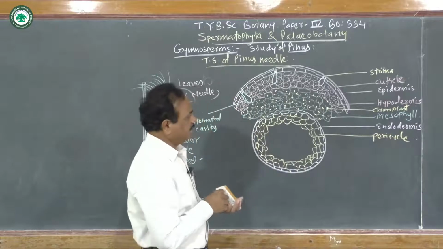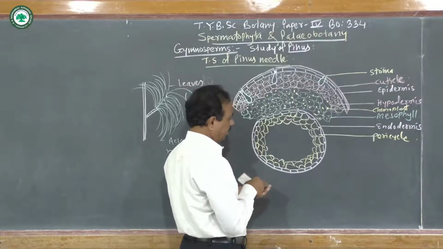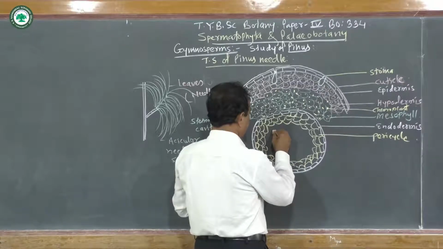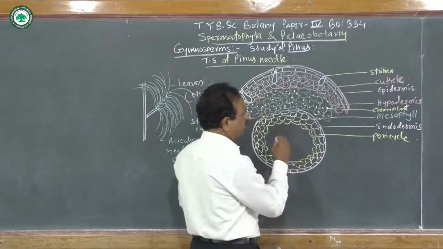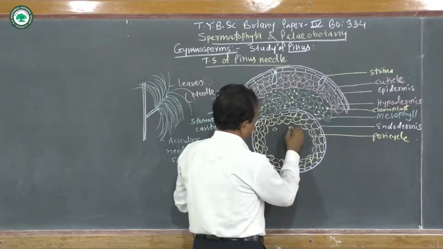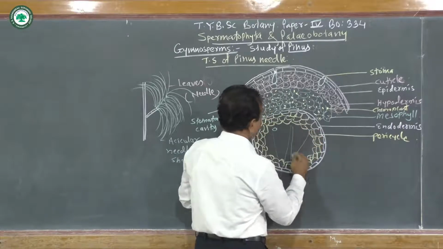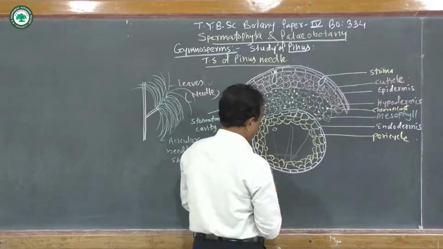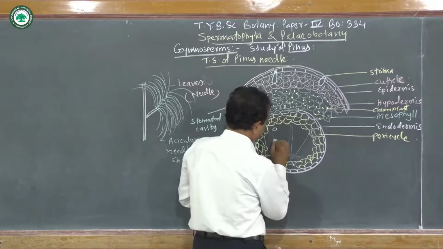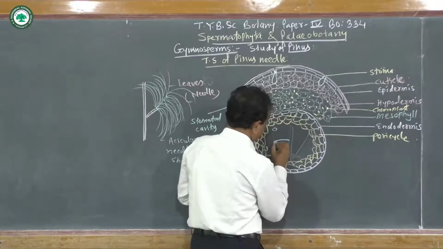And in the center of this stele or the vascular tissue, there is the presence of the vascular bundles. In these vascular bundles, the phloem is facing towards the outer side. Here the two vascular bundles are present at the center. There is also the presence of the cambium.